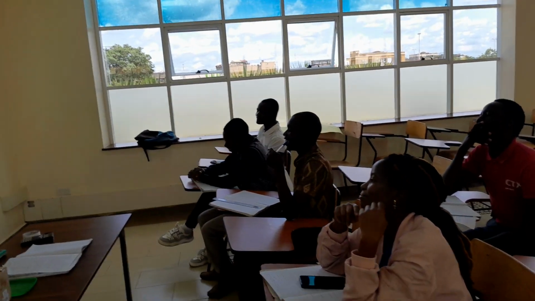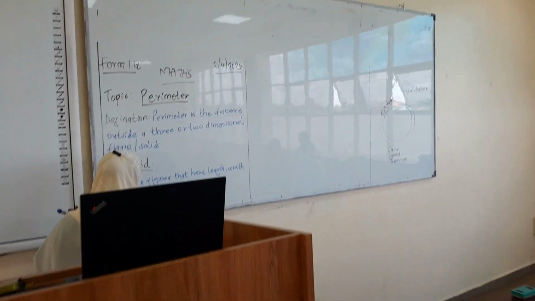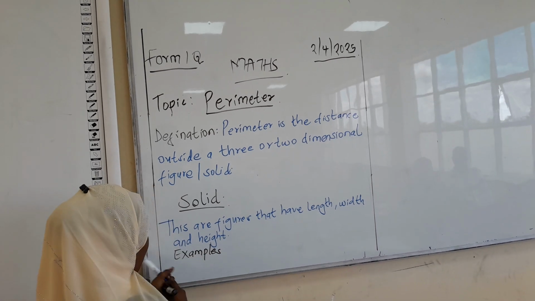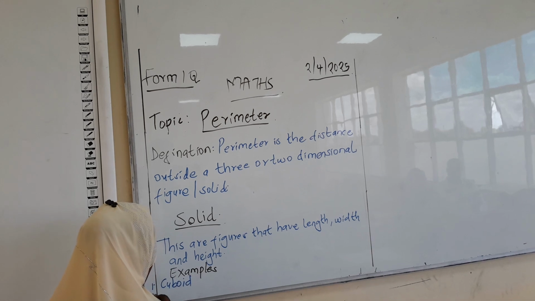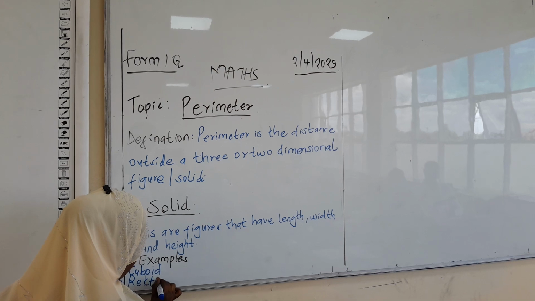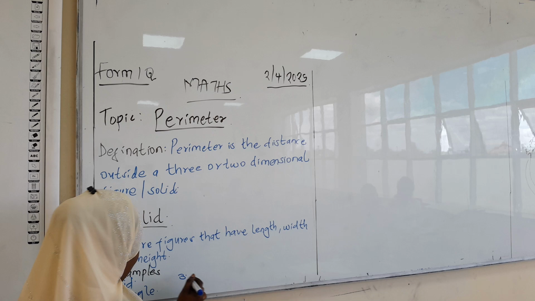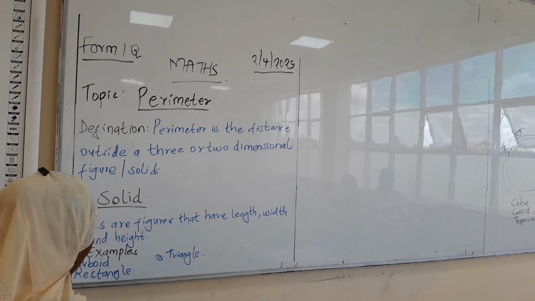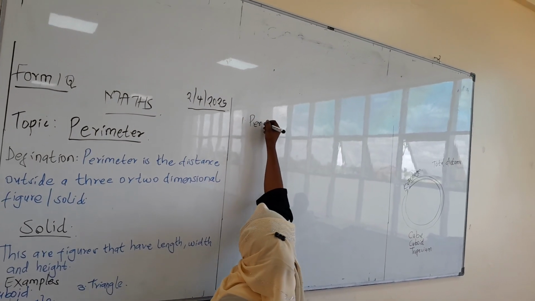Yes, so these are some of the solids. For today, we are going to talk about cuboid, rectangle. Take notes, please. I'm going to erase after this, and the triangle. We are going to look at the perimeter of these three. So let's start off with the perimeter of a cuboid.